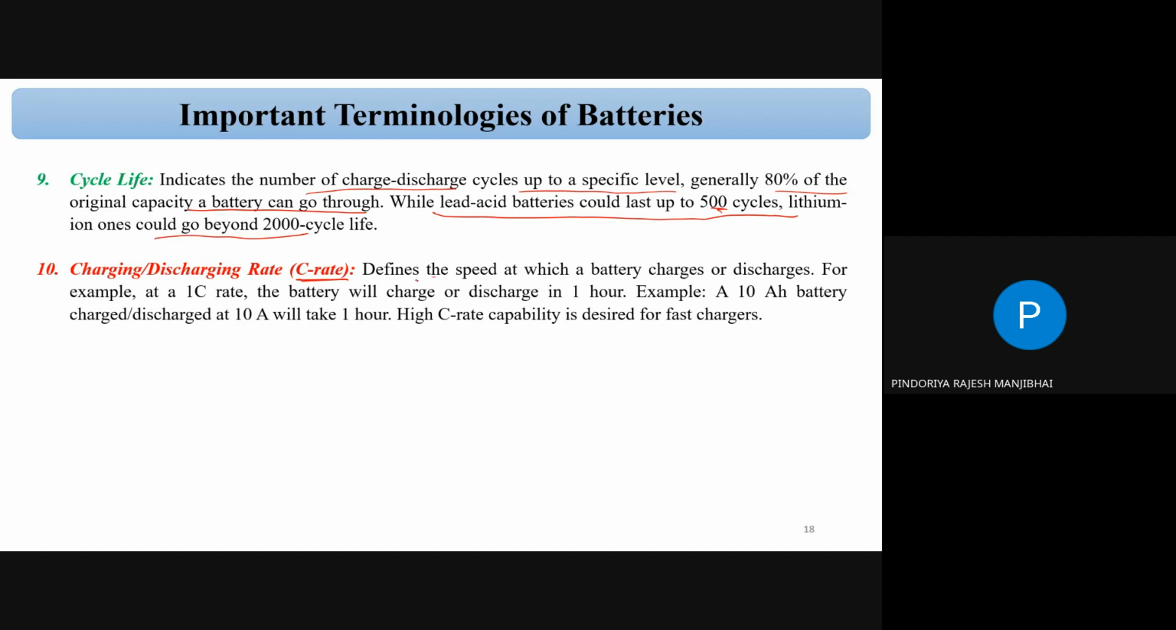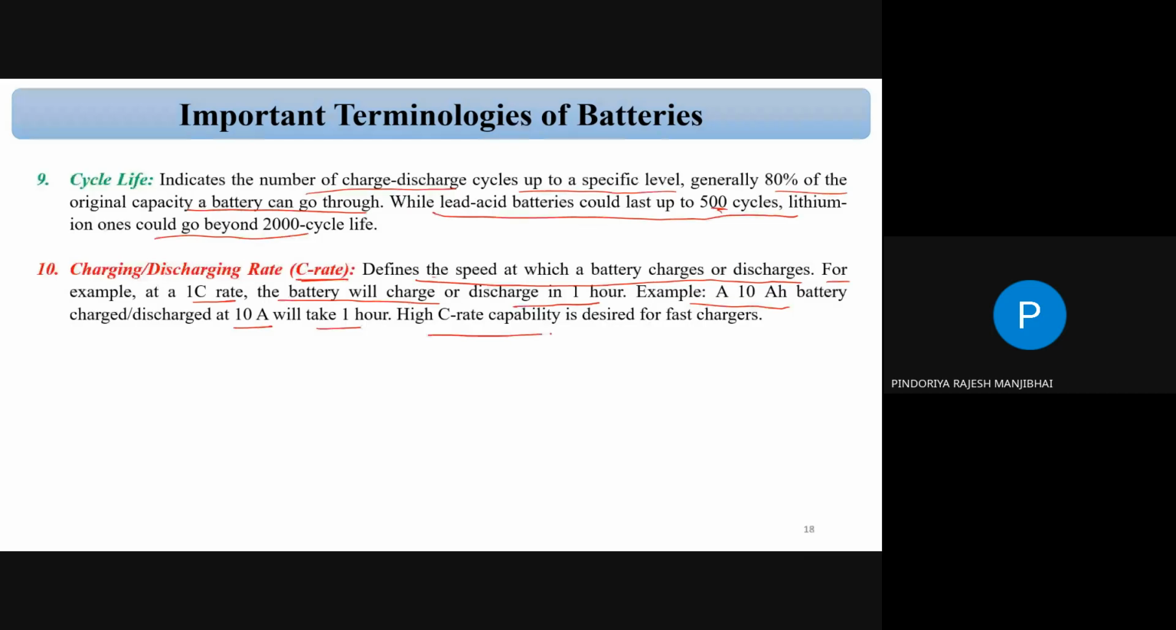Define the speed at which the battery charges or discharges. For example, at a 1C rate, the battery will charge or discharge in 1 hour. So 1C means a battery charges or discharges in 1 hour. For example, a 10 ampere hour battery discharged at 10 amperes will take 1 hour. Suppose you take 10 ampere current, it will take 1 hour to charge. Correct? So it will take a 1 hour time period.